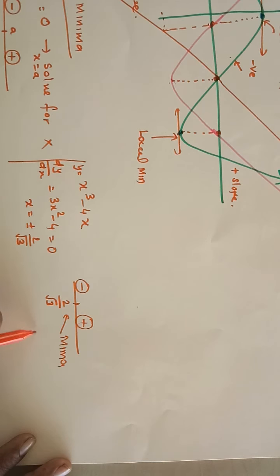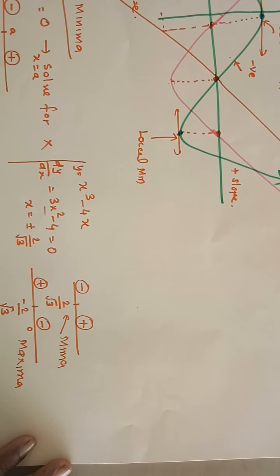Now let's check negative 2 by root 3. If I take the left-hand side, maybe negative 2, it's positive. And if I take the other side, maybe 0, you have to plug into the derivative, so plugging in 0, it's going to be negative 4. That's why it's negative. So it's a maxima. I hope this procedure of finding maxima and minima is clear to you.